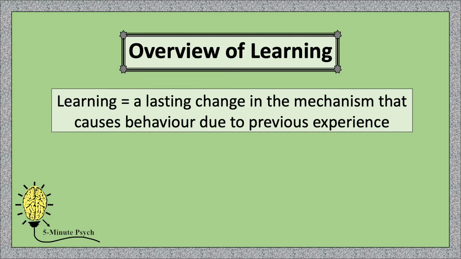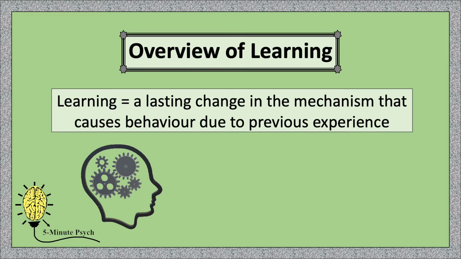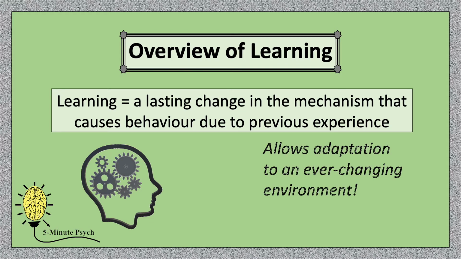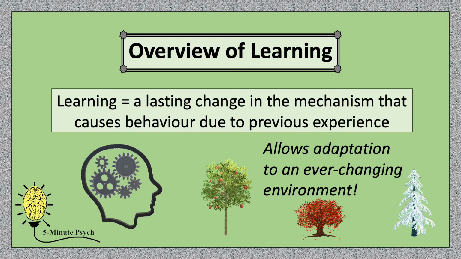Learning can be defined as a lasting change in the mechanism that causes behavior due to previous experience. In other words, without this experience, the change in the mechanism of behavior wouldn't happen. And the change is said to happen in the mechanism of behavior, not just the behavior itself, because the change is thought to happen more centrally than that, like in the mind. Functionally, learning is the perfect tool to adapt to an ever-changing environment, as it allows animals to deal with novel situations.